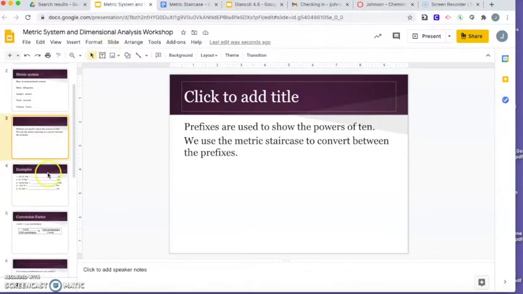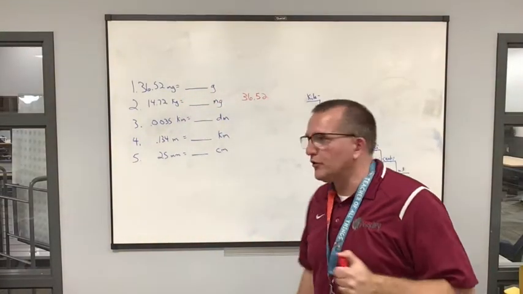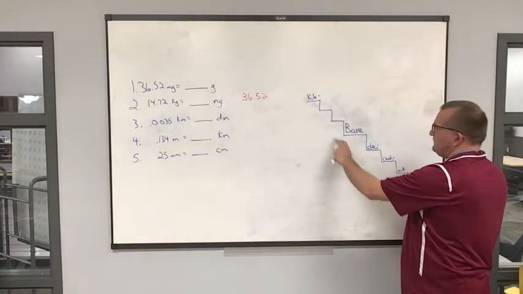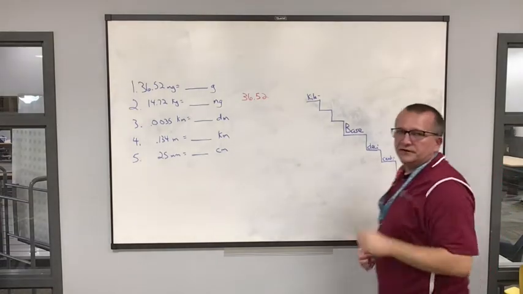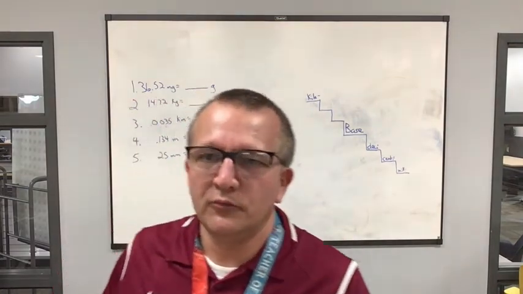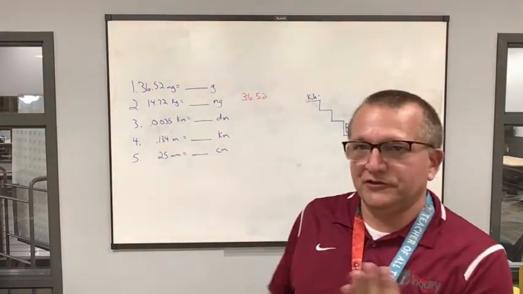So the first thing we're going to do is talk about how to do these conversions using the metric staircase. This is kind of an abbreviated staircase. The one you see earlier in this video will also be linked in different places where you can access it. Usually the agenda will be the best place to go. I would write that on my periodic table just as a reference until you start to memorize it.